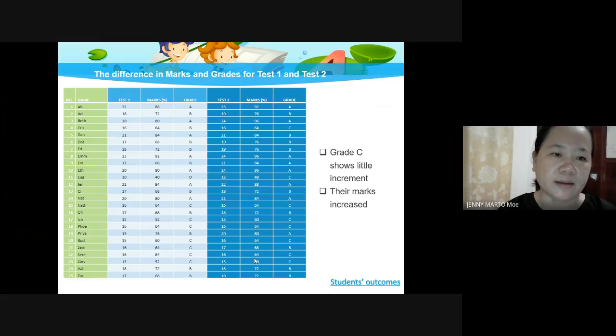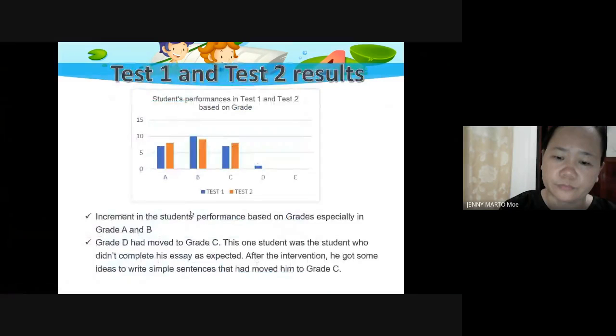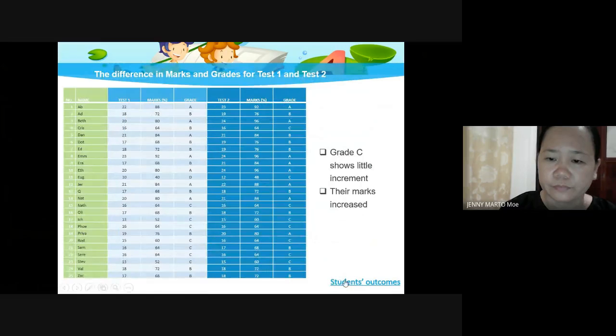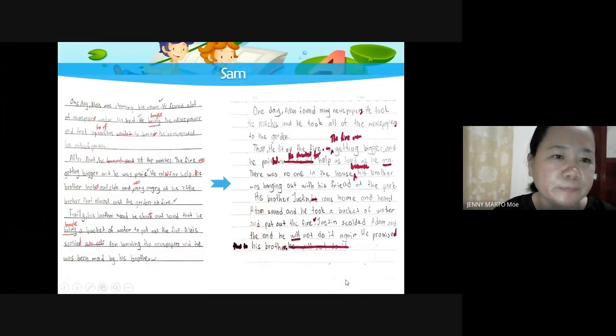The participants are named anonymously, right? And from these results or the marks, I found out that grade C shows little increment, but their marks have increased. Let's see the students' outcomes. This is Sam's work. The one on the left is for test 1, and the one on the right is for test 2. As you can see, the mistakes are being reduced.